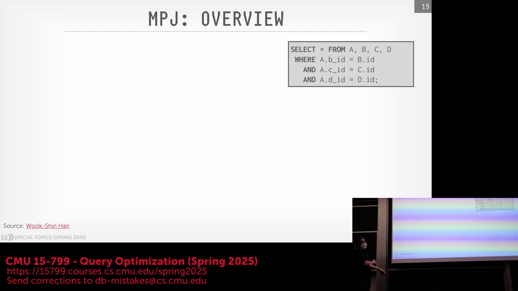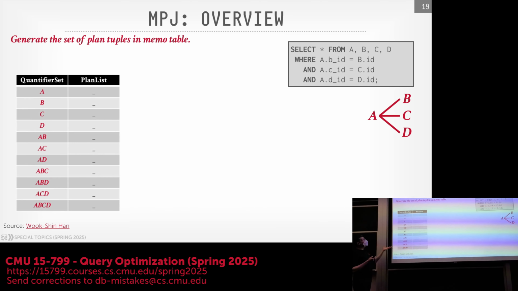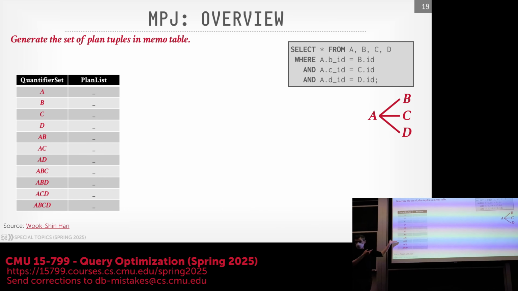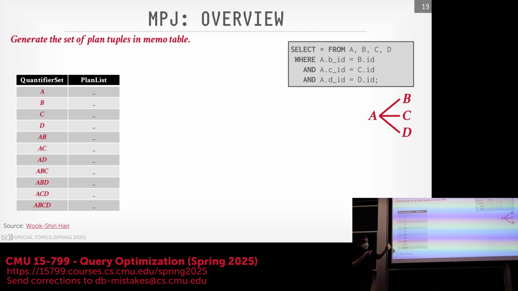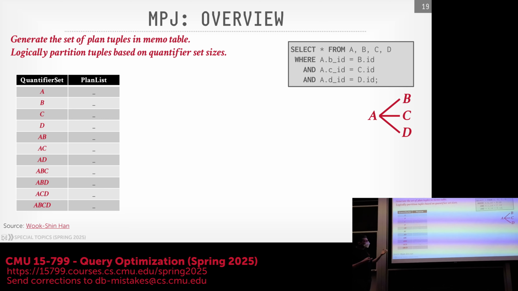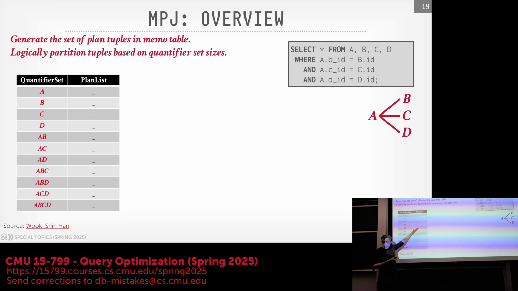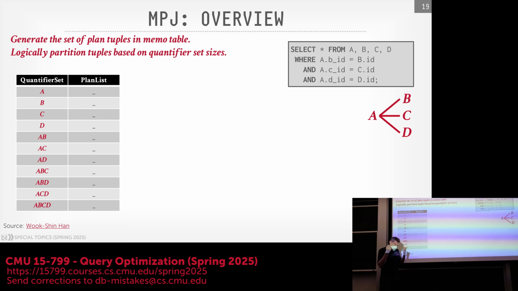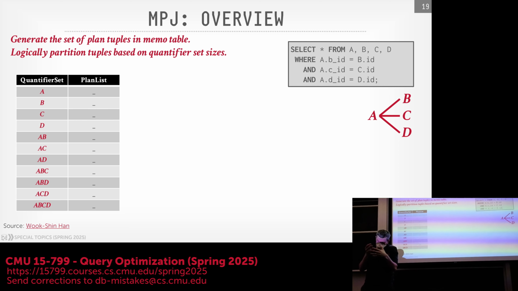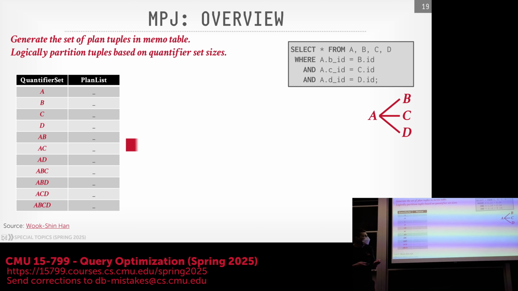All right, so say we have a simple query here joining A, B, C, and D, and the query graph looks like this. In the first step, they generate the set of all the plan tuples you'd have in this memo table. But again, the memo table is just a table in your database. Now they're going to do logical partitioning to divide this work into groupings where the number of quantifiers in your subgraph are all going to be the same.